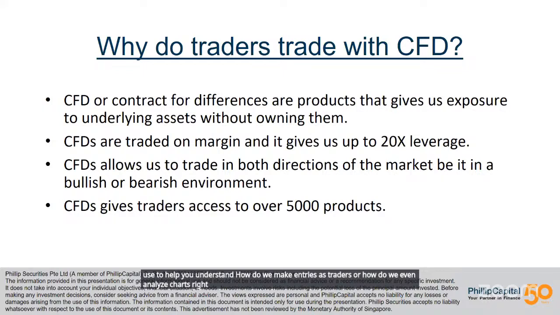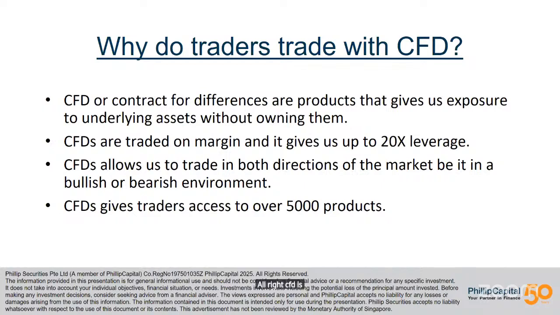All right, a few things about what CFD is first, because I'm from the CFD department. CFD is basically contract for differences. They are products that give traders exposure to underlying assets without owning them. CFDs are traded on margin, and it gives us up to 20 times leverage. CFDs allow us to trade in any direction of the market, in any environment, be it bullish or bearish. Over here at Phillip CFD, traders have access to over 5,000 products to trade with.